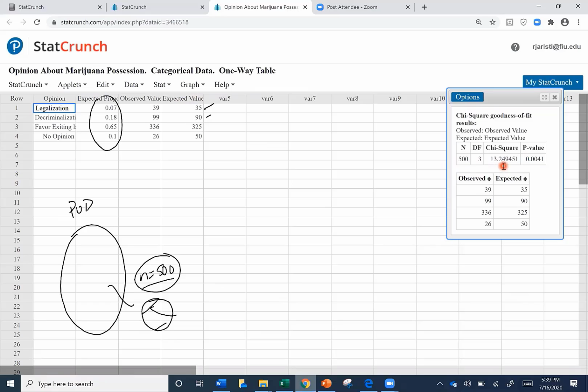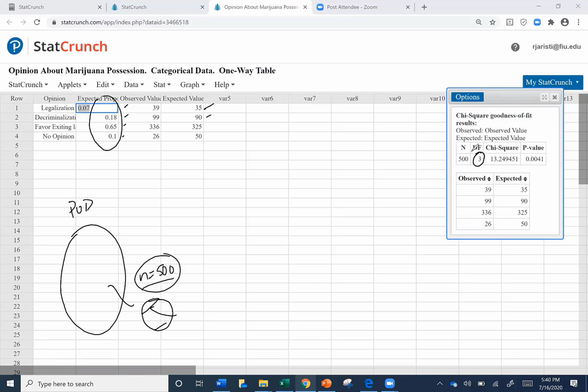Why is the degree of freedom 3? Because we have 4 categories, 1, 2, 3, 4 categories. Because we have 4 numbers, my degree of freedom will be 4 minus 1. Then I would like to verify if these 4 counts fit the previous result. For that reason, my degree of freedom will be the number of categories in my characteristic minus 1, always minus 1.